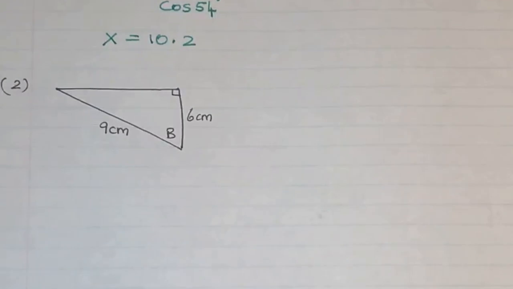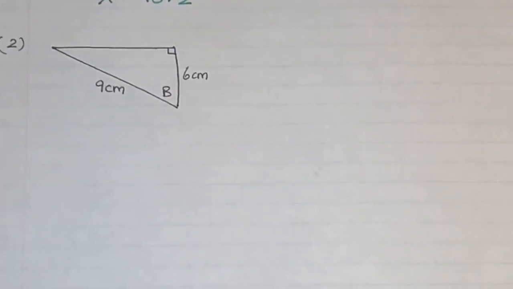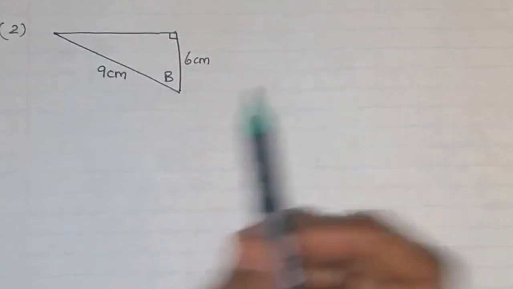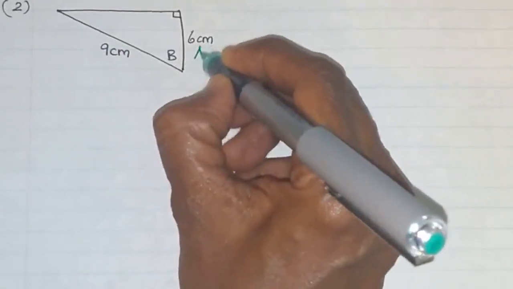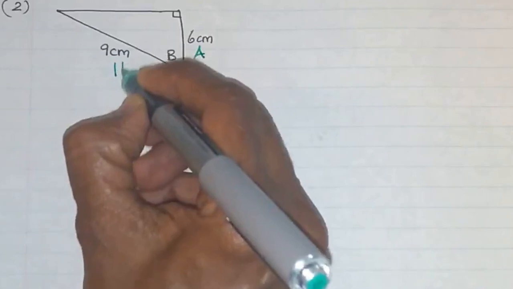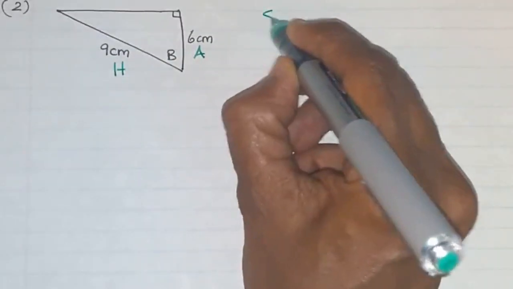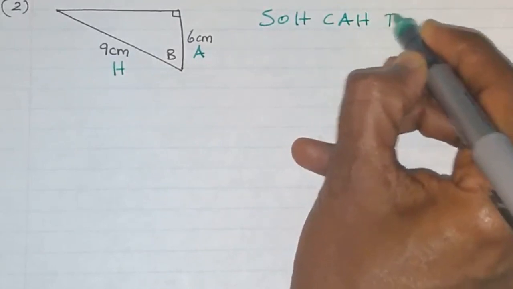Let's move on to the second question. In this question, we have to find an angle, the angle B. Based on the angle B, I'm just going to label the sides. So 6 is going to be, again, adjacent, and 9 is opposite the 90 degrees, so that's going to be the hypotenuse. Let's write the acronym again so that we can decide which one to use.